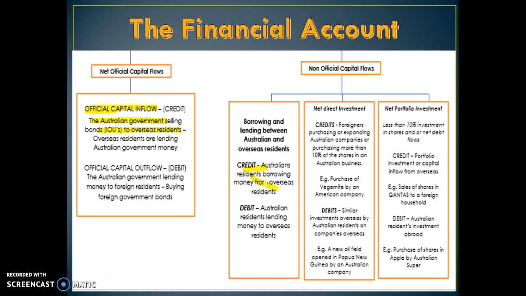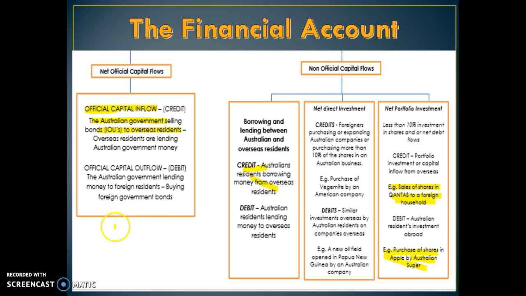Portfolio investment is less than 10%. So when I buy shares in McDonald's, that would be an example of a debit because I am paying money to them. Even though I will get a dividend in the future, it's a debit at this point in time. Credits would be whenever we sell shares in Australian companies to foreigners. So if Qantas, BHP, Rio Tinto or Woolworths sell shares to foreign investors, they would be examples of credits.